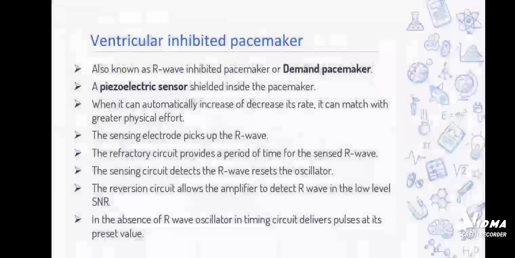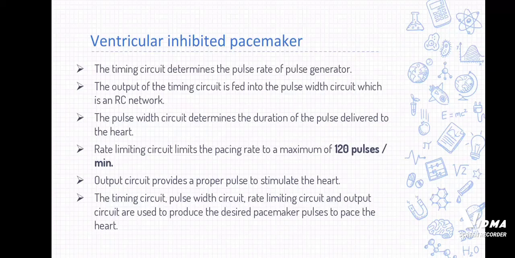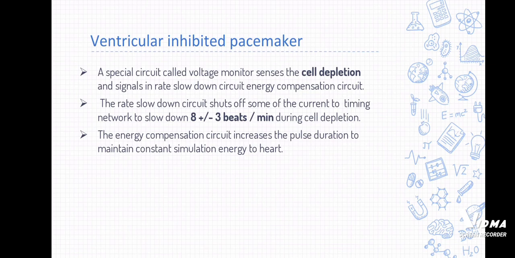The sensing circuit detects the spontaneous R wave and resets the oscillator timing capacitor. The reversion circuit helps the amplifier to detect the spontaneous R wave in the presence of low level continuous wave interference. In the absence of an R wave, the circuit allows the oscillator to produce pacing pulses at its preset rate. The inhibited pacemaker allows the heart to pace at its normal rate when it is able to do so. And the rate slowdown circuit shuts off some current to the timing circuit to slow down the rate by 8 plus or minus 3 beats per minute during cell depletion.